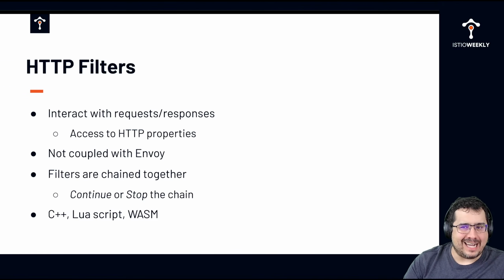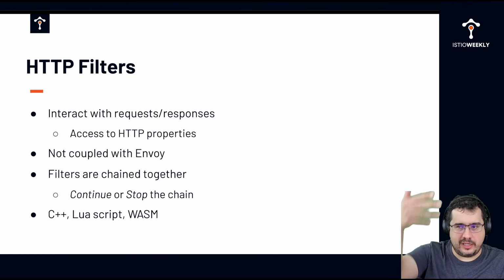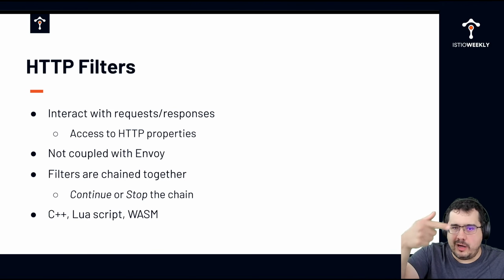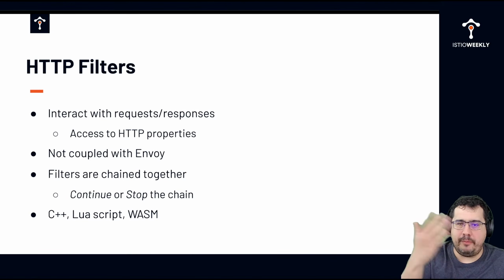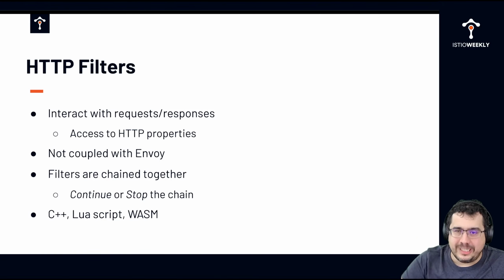Now, the fact that these filters are chained, so there can be more than one and they go from the first one, second one, third one, and so on, means each one of those filters needs to make a decision to either continue executing, right? Move on to the next filter, or just stop executing, close the connection, or just don't continue the chain anymore. Don't send the request, pretty much.